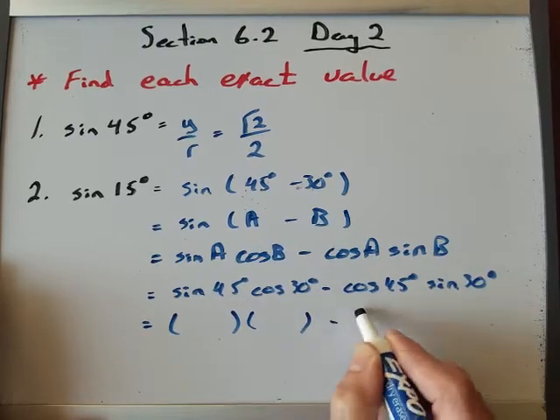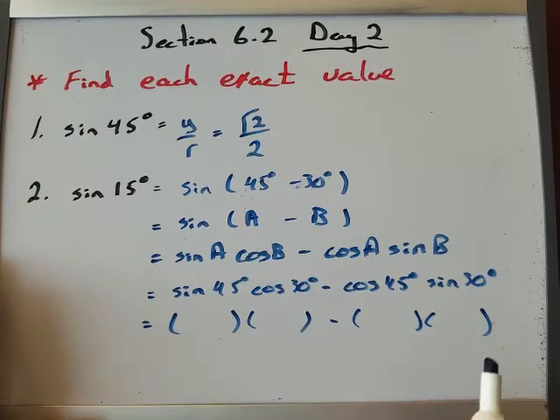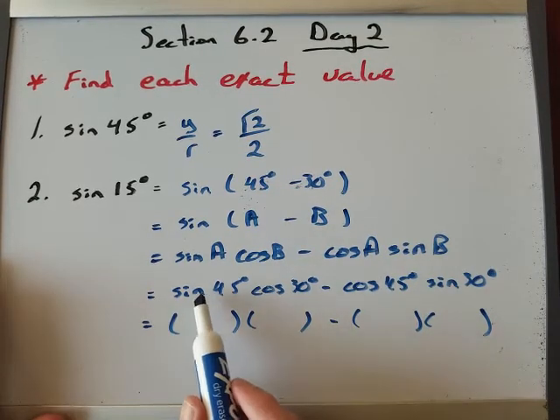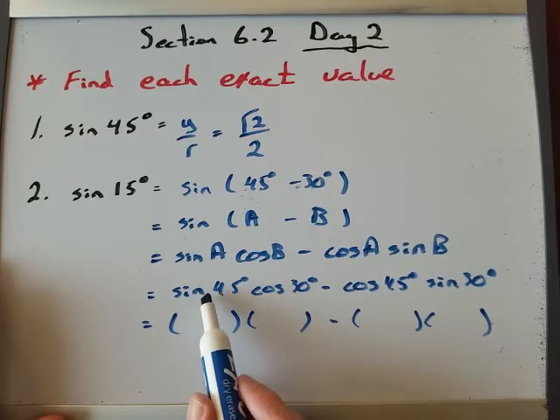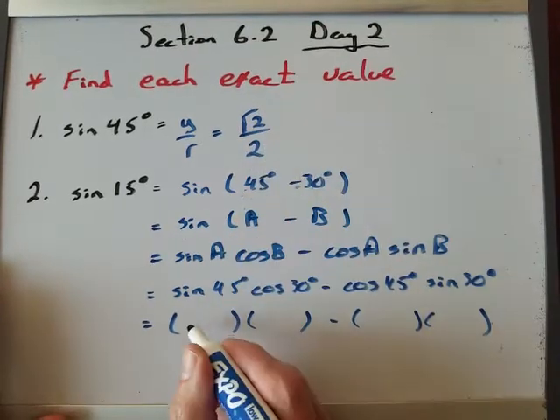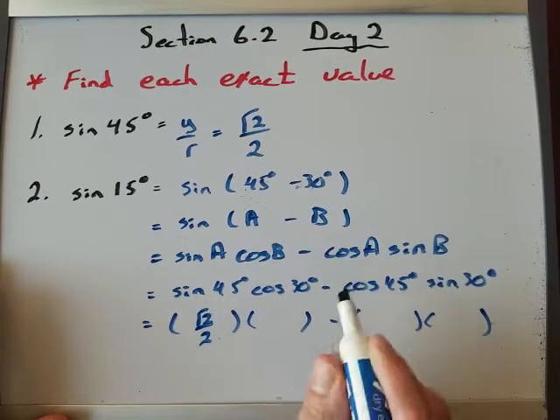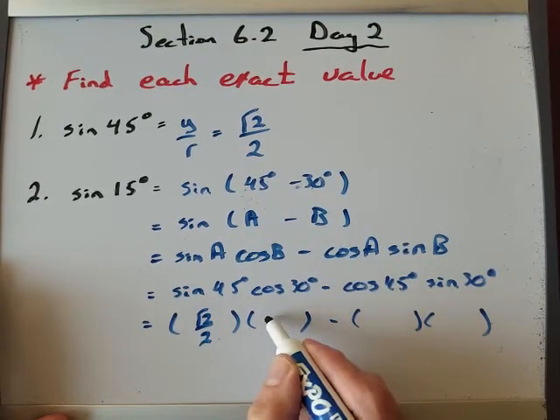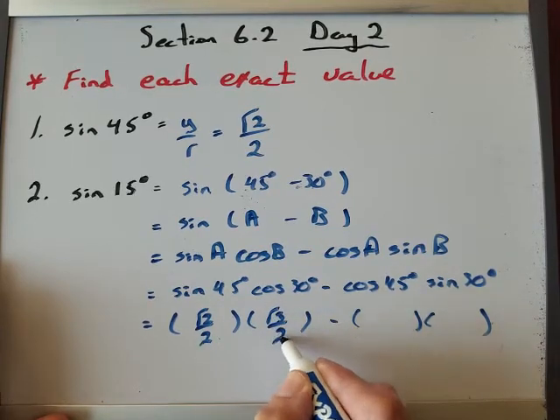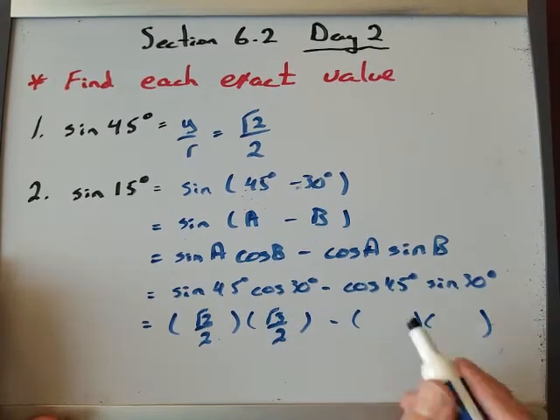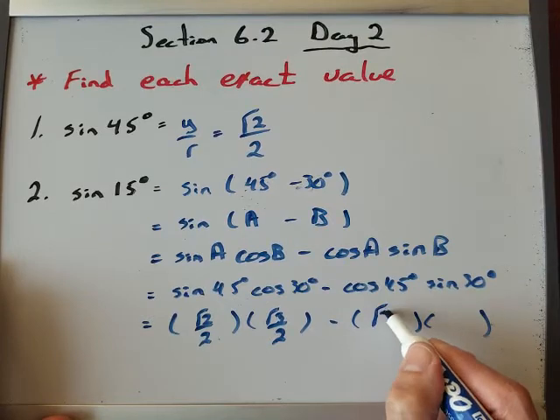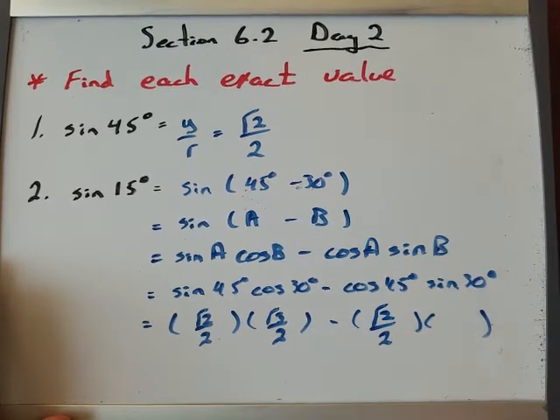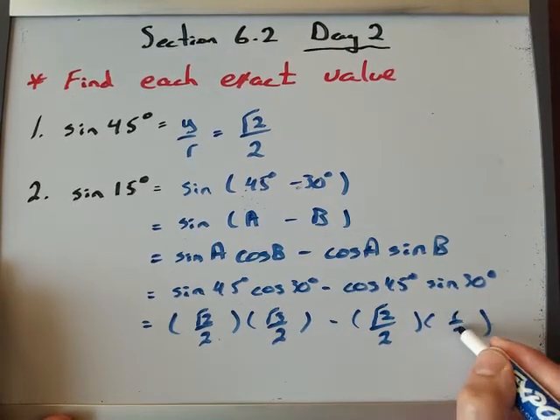What I'm going to do is just set up a little template with open brackets, and we're going to drop in each value. Now we can go back to our unit circle. Sine of 45, well, that's y over r. We already know that's root 2 over 2, so I can drop that in. Cosine of 30, well, that is going to be square root 3 over 2, when we do the unit circle, x over r. Cosine of 45, with a little bit of work on the unit circle, is root 2 over 2. And sine of 30 is a half.